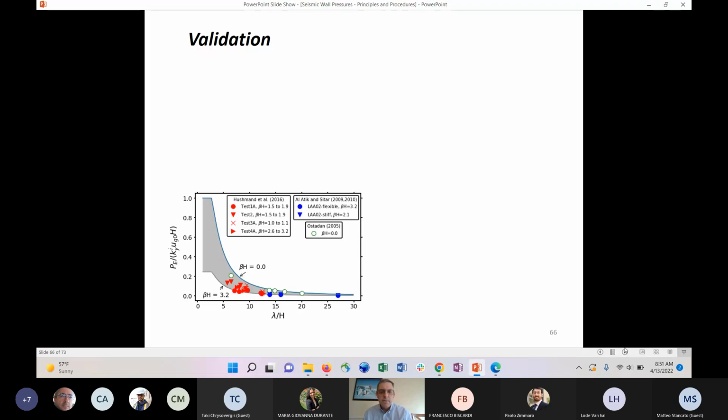Now, we validated this against a number of the tests that I mentioned. So this is showing a number of the tests from Boulder in red, from Alatik and Sitar in blue, and then Ostadon's analysis in green. So you have the resultant force, lambda over h. The gray region here spans the range of beta h in those tests and analyses. And you're generally seeing higher resultant forces for the stiffer cases like Ostadon and lower ones for the more flexible walls.